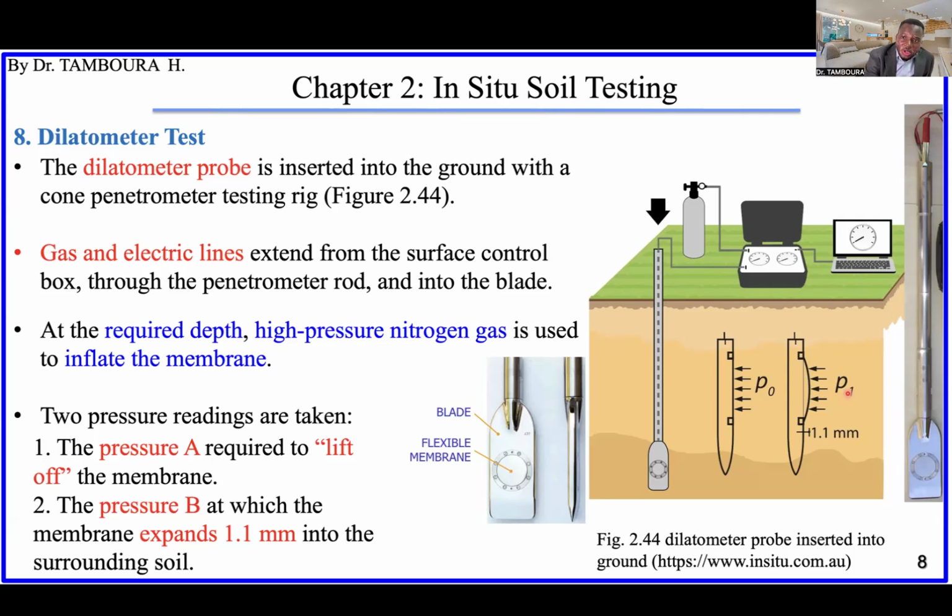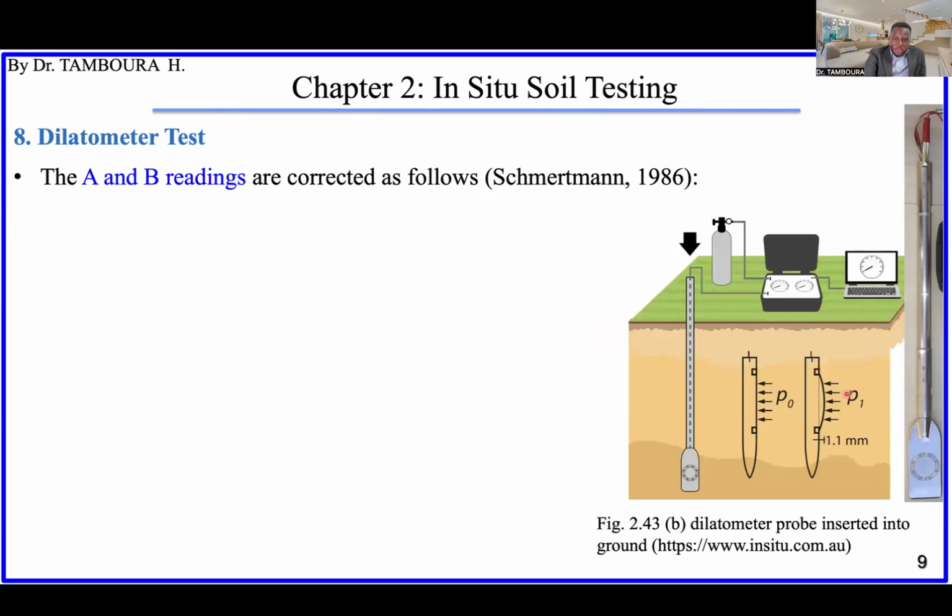So how will you then use these two pressures, P0 and P1? Because this is the only thing you need. This is the data you will obtain from the dilatometer test. Okay. These are two data you will obtain. So how will you use them?